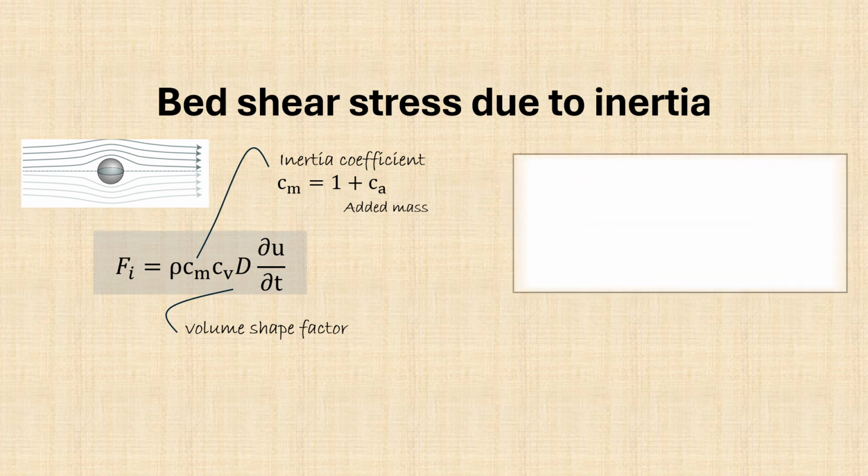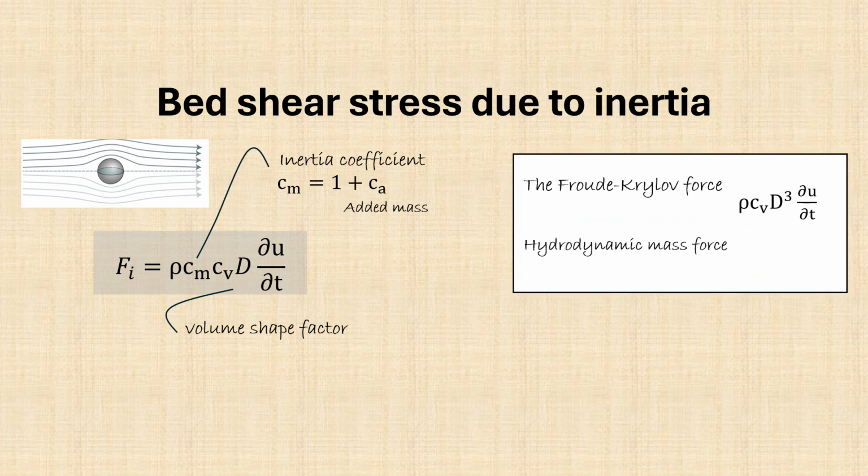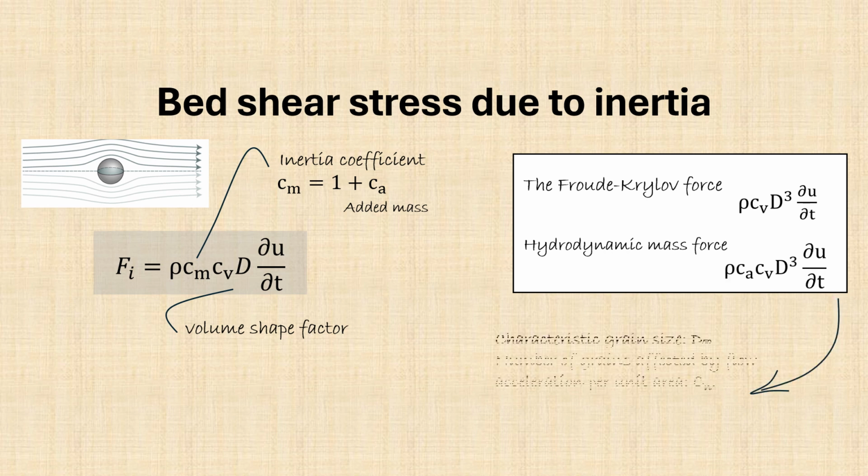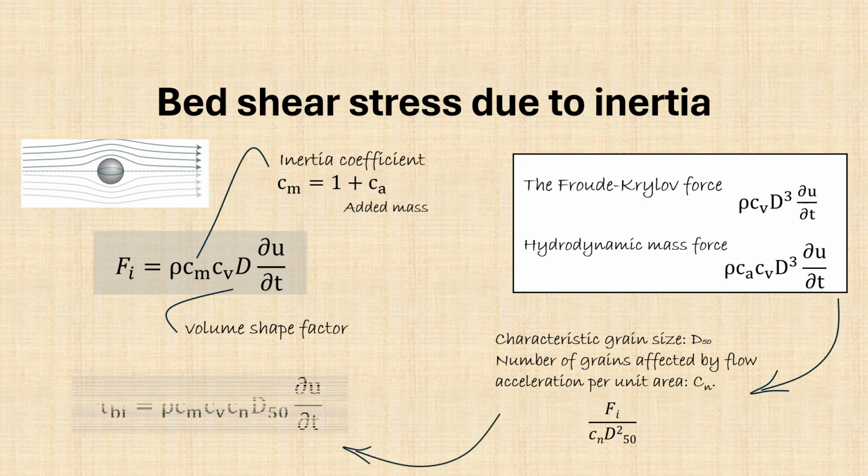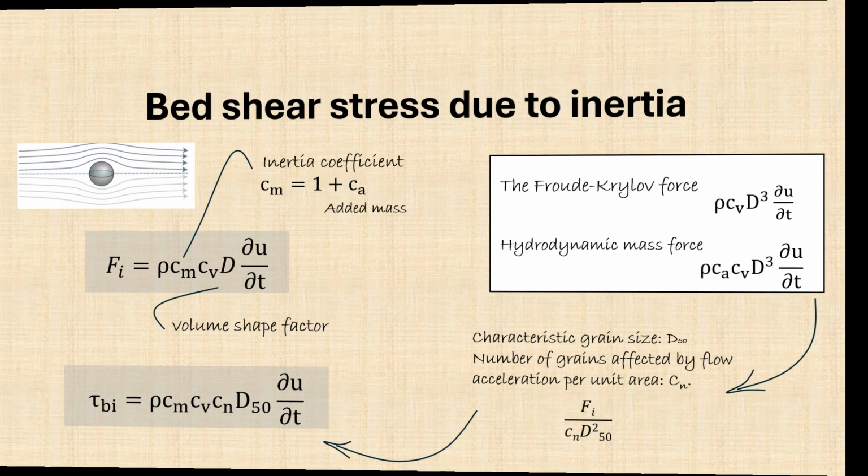Cv is the volume shape factor, which is equal to 1/6 of pi for spheres. The inertial force is then the sum of the Froude-Krylov force and the hydrodynamic mass force. And the shear stress on the bed due to inertia is computed by assuming the characteristic grain size to be the median sediment grain size, and the number of grains affected by flow acceleration per unit area. The inertia force is then scaled with the multiplication of Cn and the grain median size squared to give us the bed shear stress due to inertia.